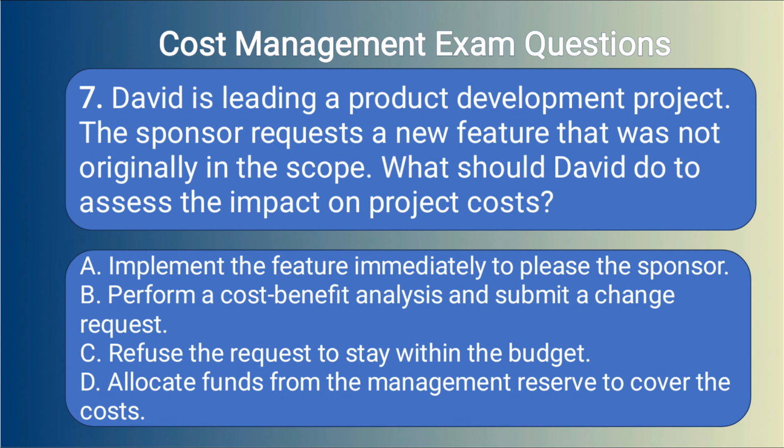7. David is leading a product development project. The sponsor requests a new feature that was not originally in the scope. What should David do to assess the impact on project costs? A. Implement the feature immediately to please the sponsor. B. Perform a cost-benefit analysis and submit a change request. C. Refuse the request to stay within the budget. D. Allocate funds from the management reserve to cover the costs.